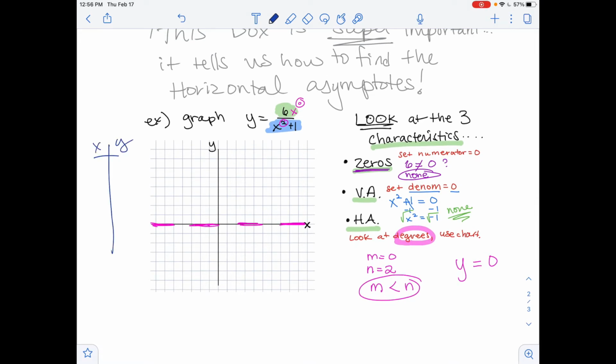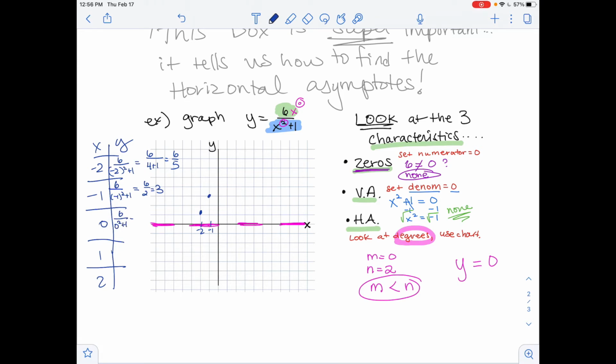So let's pick some values for x and y and flesh this out. Let's pick -2, -1, 0, 1, and 2. Those are our favorites. So we're going to go 6 over -2 squared plus 1. That's 6 over 4 plus 1, which is 5. So that's at -2, up 6/5. So it's a little bit more than 1. 6 over -1 squared plus 1 is going to give me 6 over 2, which is 3. So that's at -1, up 3.